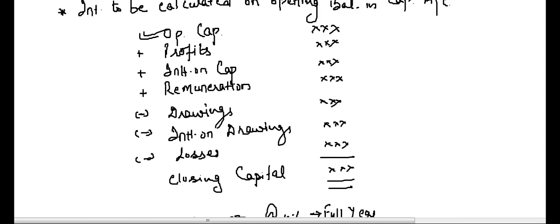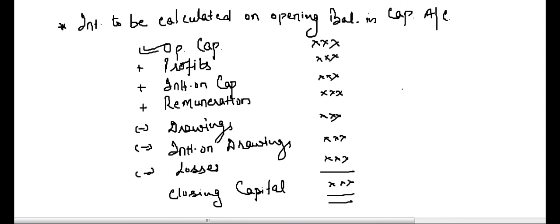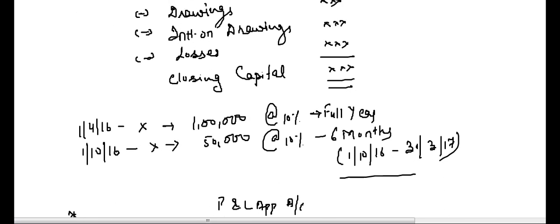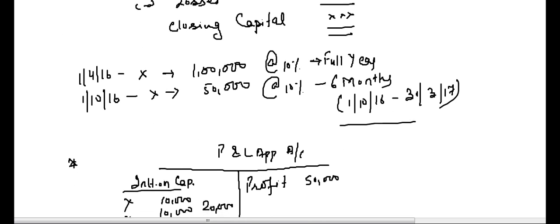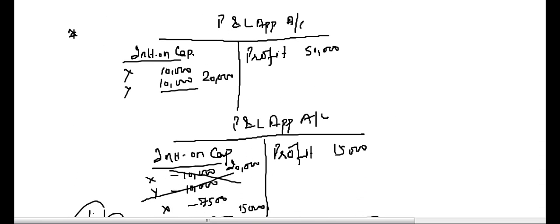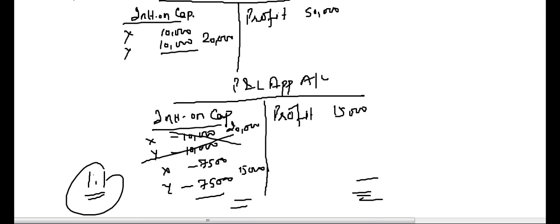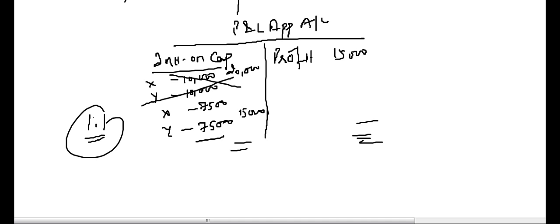So we have discussed a few points in this lecture. We have discussed interest on capital. In that we have discussed opening capital, and we have discussed additional capital. Interest is to be paid on additional capital. Then we have discussed the proportionate interest to be paid in case the profit is less than the amount of interest to be paid. Clear?